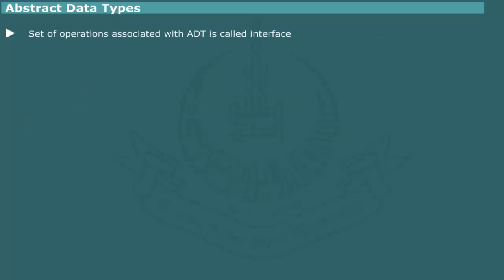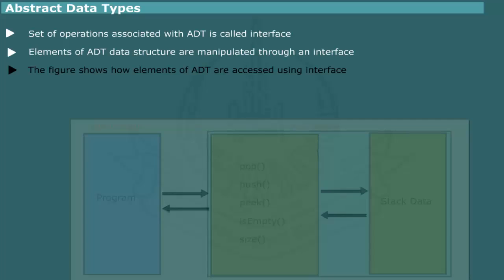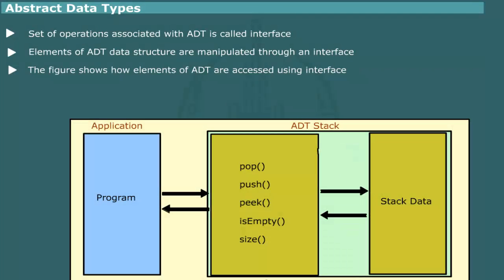The set of operations included in an abstract data structure is called an interface. It would follow that the elements of a data structure can be manipulated only through the interface. Suppose in a program we want to access the elements of ADT stack. The program should send the request to the data structure via the interface. It can get the requested element through the interface. This is shown on the screen.